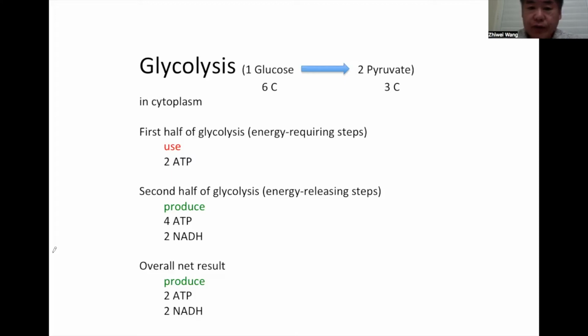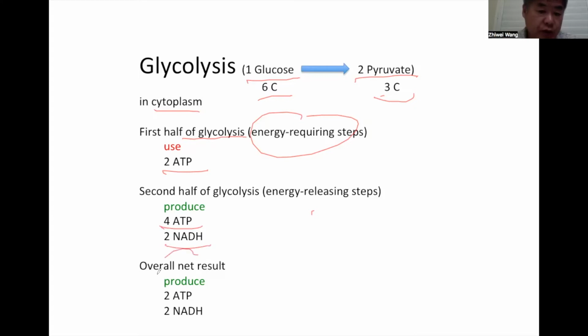So here is a summary of what happened in the glycolysis step. From a 6-carbon molecule of glucose, you end up with a 3-carbon molecule of pyruvate. So one glucose, you produce 2 pyruvate, and it happened in the cytoplasm. The first half of glycolysis is an energy requiring step. It uses 2 ATPs. And in the second half of the glycolysis step, it produces 4 ATPs and 2 NADH.